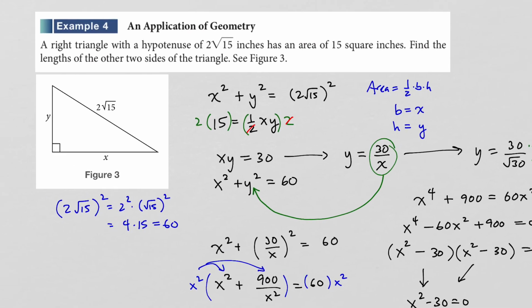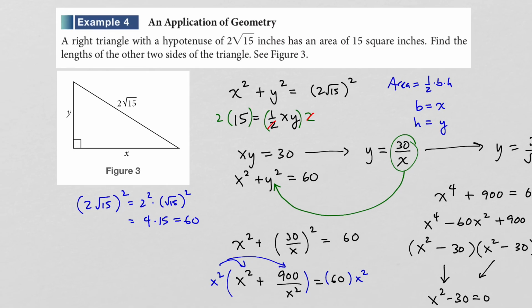Now, if you go back to the beginning, it says find the lengths of the other two sides of the triangle. So we have it. X equals the square root of 30, and y is also equal to the square root of 30.